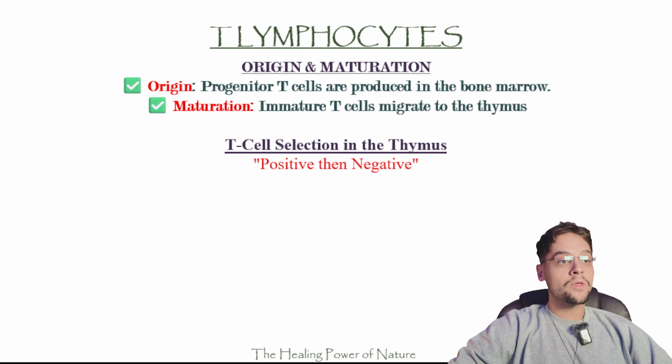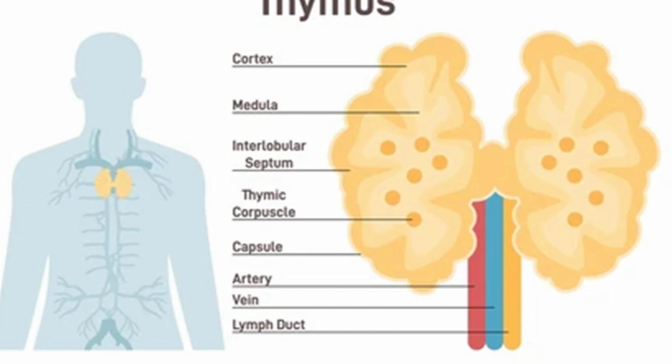What do I mean by this? Well, positive selection happens in the cortex. This is where T cells can recognize self-MHC. So if it's weak binding, there's apoptosis. Then there's negative selection, which happens in the medulla. This eliminates T cells that bind too strongly to self-antigens.